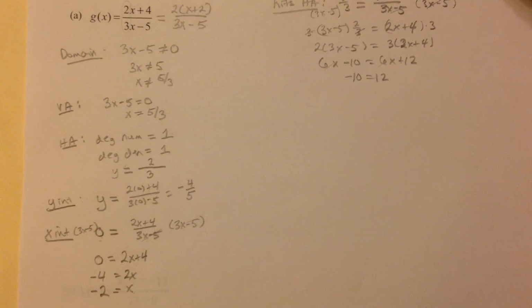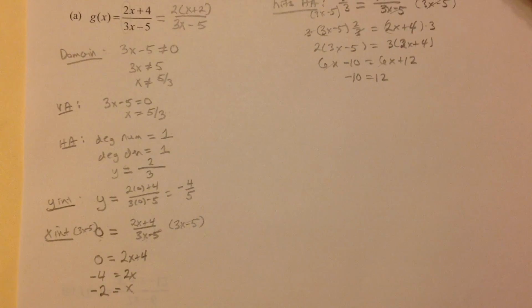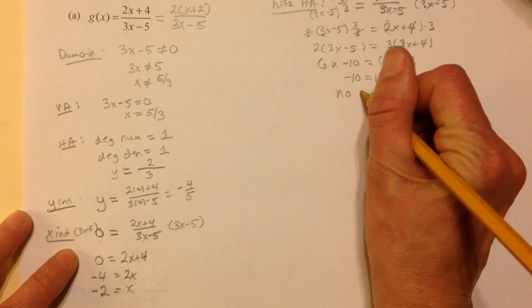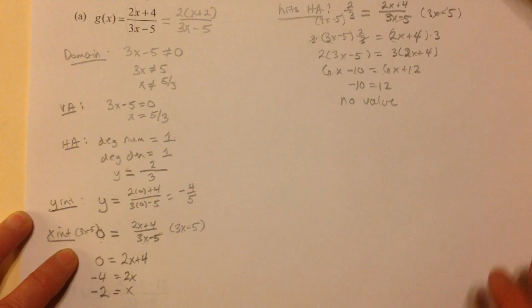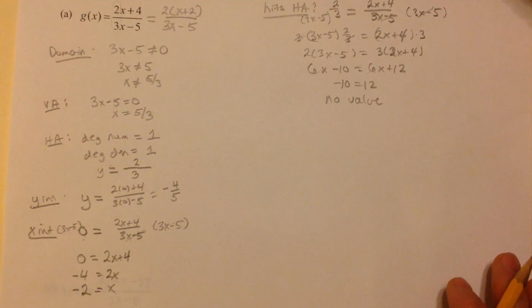Now when I look at that, that says that the number negative 10 has to equal the number 12 in order for this to be true. And of course we know that is not true. So this tells me that this does not intersect the horizontal asymptote. No value, we'll say. Okay, now we're ready to put all this together on our calculator and graph.